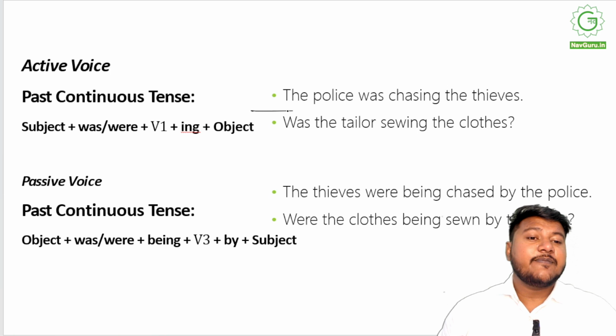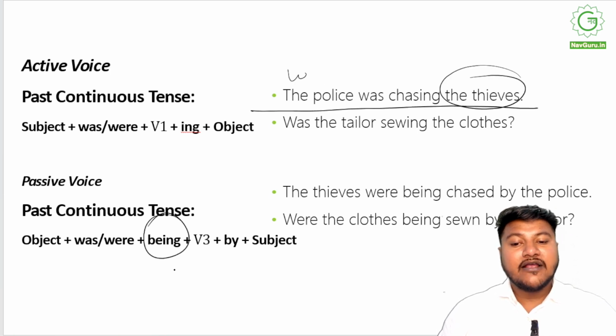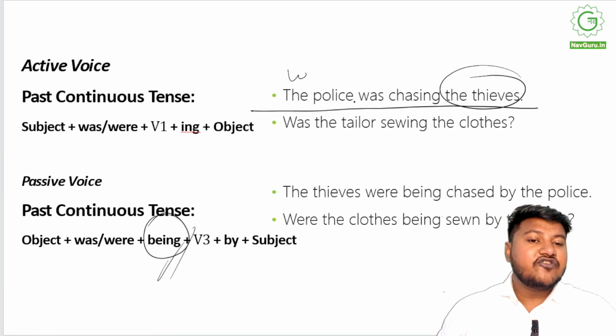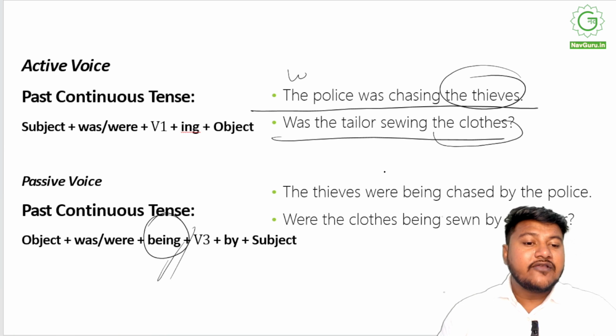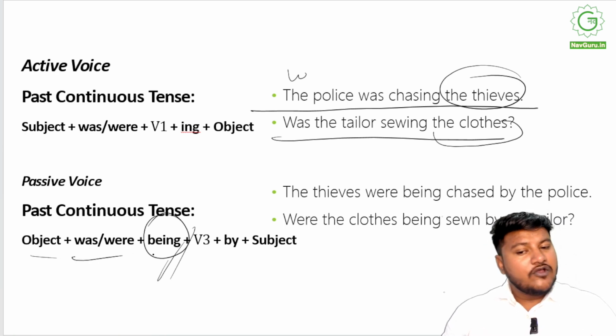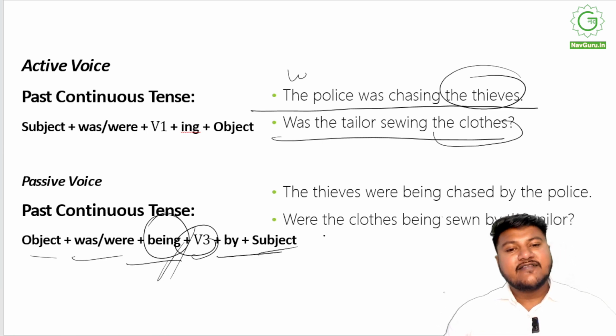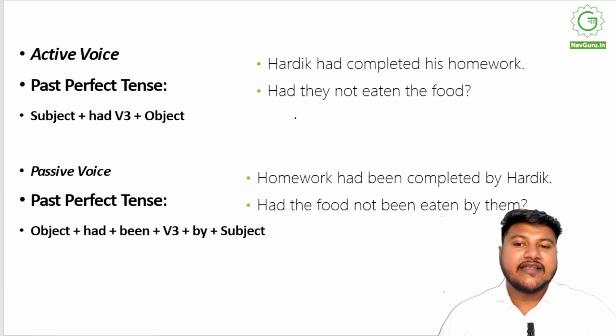Past continuous: "The police was chasing the thieves." "Were being" comes in here, continuous: "The thieves were being chased by the police." "Was the tailor sewing the clothes?" "Were the clothes being sewn by the tailor?" Object plus was/were plus being plus V3 plus by plus subject. Simple as that.